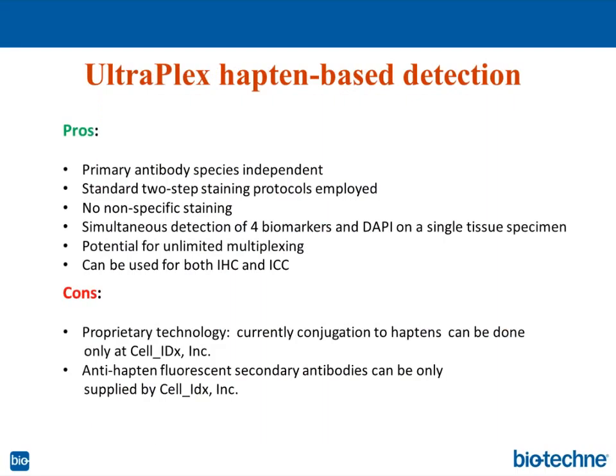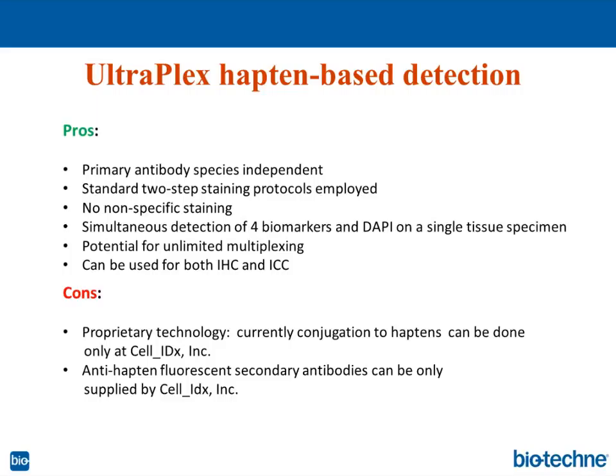Pros of this technique: primary antibodies are species independent, and it's a standard two-step staining protocol, like what you would do in conventional IHC. There's no non-specific staining, because we don't use secondary antibodies against the species of the primary antibodies. Simultaneous detection of 4 biomarkers plus DAPI counterstain on the same tissue section. And as more haptens emerge, or they make more different haptens, this technique has unlimited potential for multiplexing. And it can be used for both IHC and ICC.